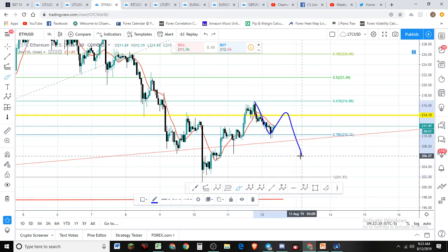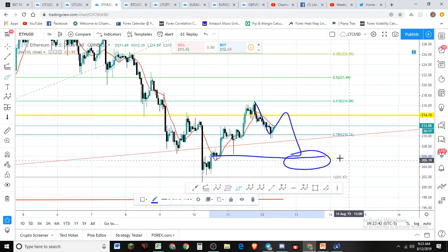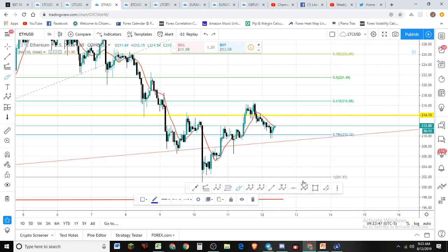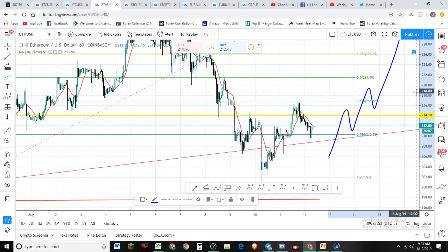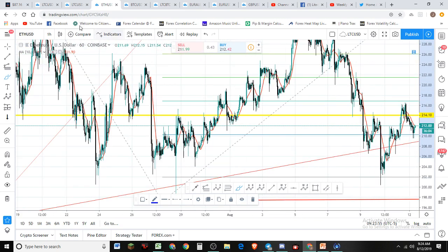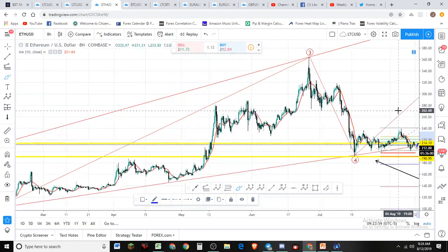A, B, C. That's going to put us down here somewhere at structure, somewhere around 206. Looking at a 206 bottom, and if we get that, then be looking for an impulse move to the upside like that. Okay, what would that look like? If that's the case, let's zoom out and see what we got. 8-hour chart here.